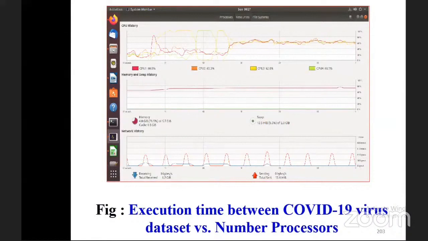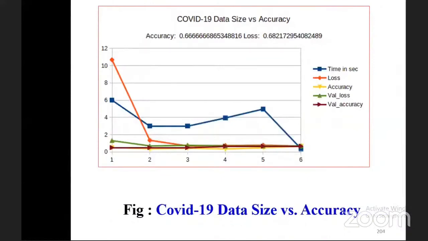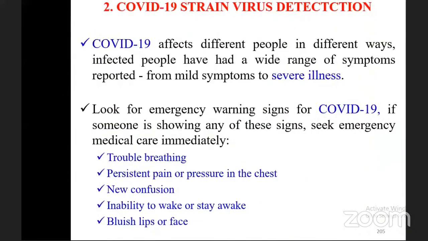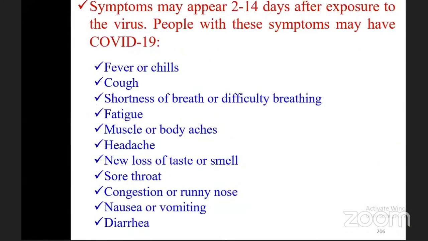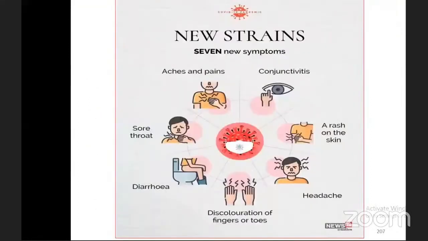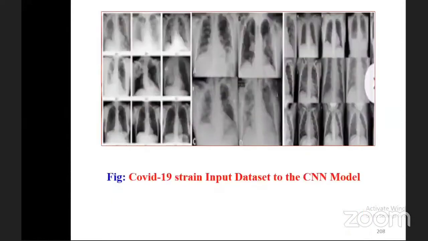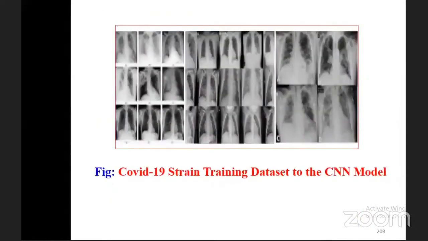My system got dead slow by the time while executing. Then COVID-19 data size versus accuracy. This is COVID-19 strain. This is one more database application I have executed, same as COVID-19, but a few symptoms differ, like sore throat and conjunctivitis, a rash on the skin, and diarrhea, discoloration of fingers or toes, headache, etc. And this is the strain input data set to the CNN model.